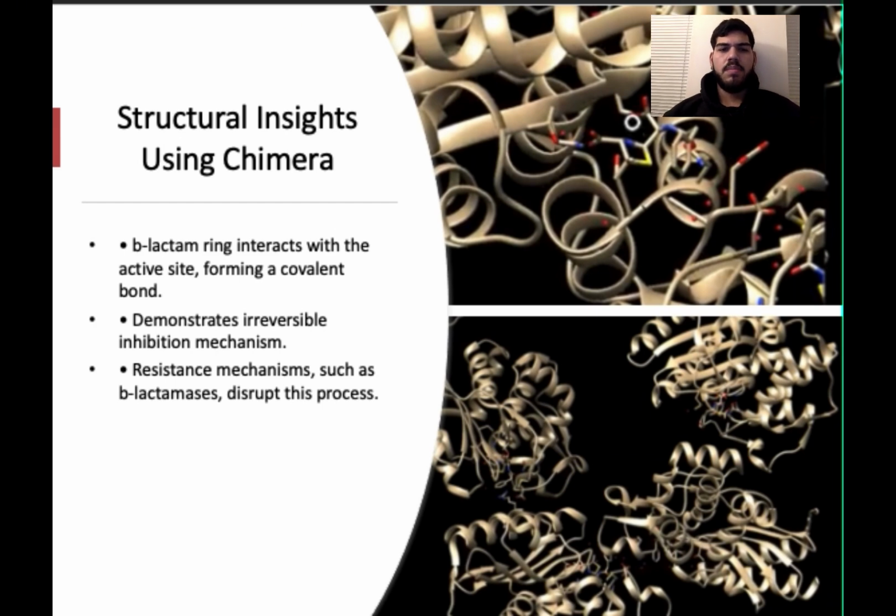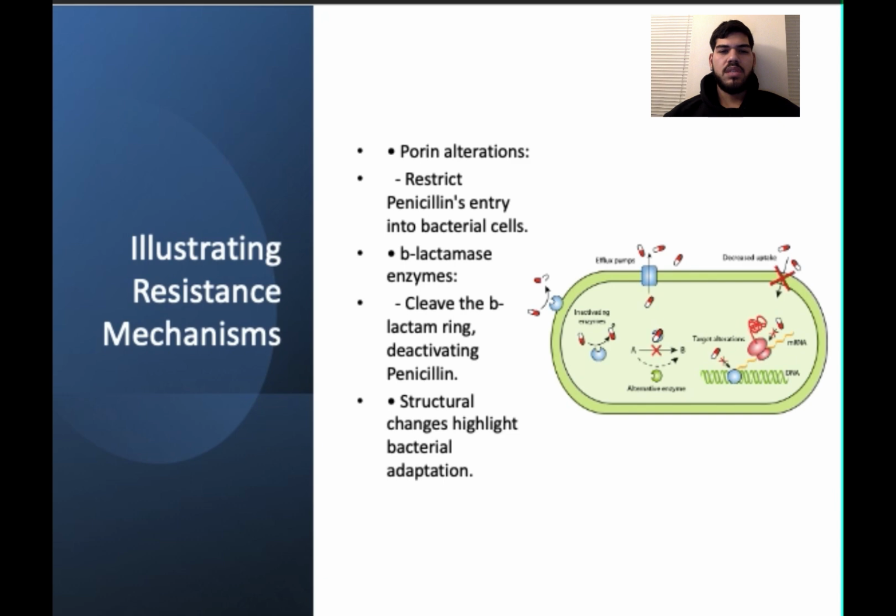Here's an example of how bacterial resistance mechanisms work at a structural level. Some bacteria produce altered porins that narrow the channels, restricting penicillin entry into the cell. Others produce beta-lactamase, which cleaves the beta-lactam ring of penicillin, as shown in this model. This molecular change demonstrates how bacteria have adapted over time to evade antibiotics, making it essential for us to continually innovate in our fight against resistance.